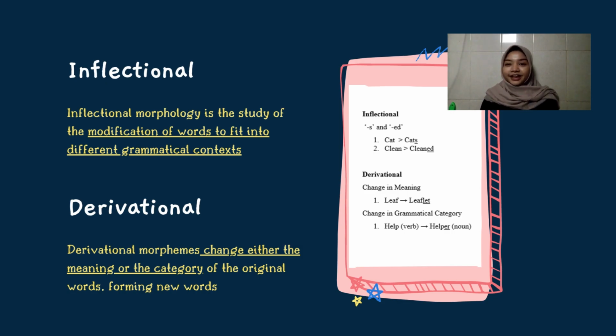Here are the examples. For changing meaning, we have the word leaf. If we add the suffix let, it becomes leaflet. Leaf, which means daun, and leaflet means selembaran. It definitely changed the meaning. The next is changing the grammatical category. The word help with the additional suffix er changes into helper. The grammatical category is different. Help is a verb, whereas helper is a noun.